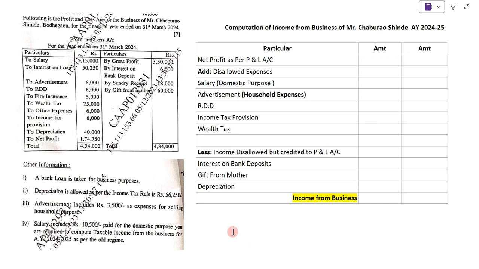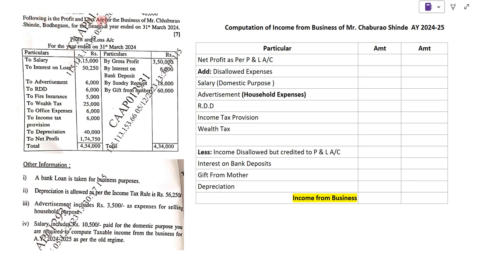I am Namita Mane. In today's video, we are going to solve an example of income from business. This example was asked in SPPU October 2023 examination, subject taxation, class TYBCOM. Income from business examples are useful for MCOM, DTL, even for BBA students. Okay, so we will solve this example. The example is on the screen.